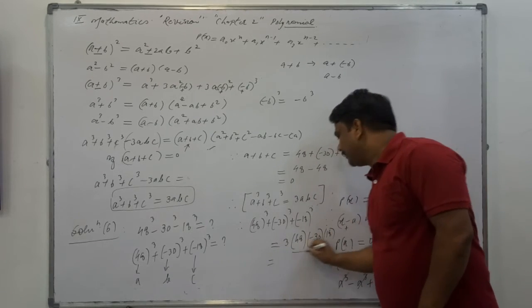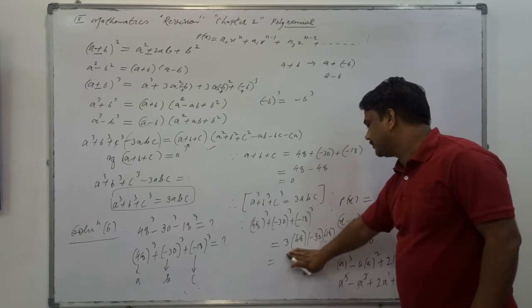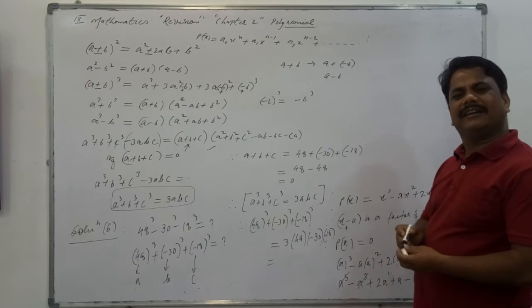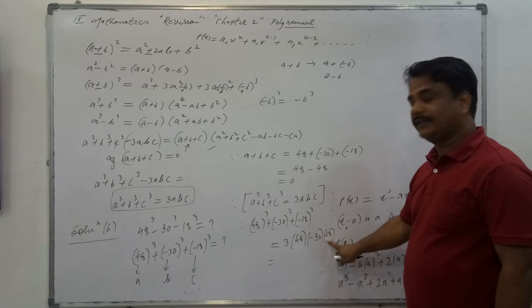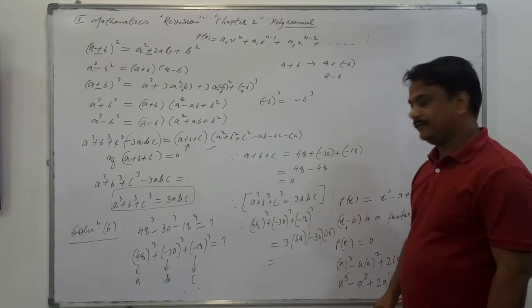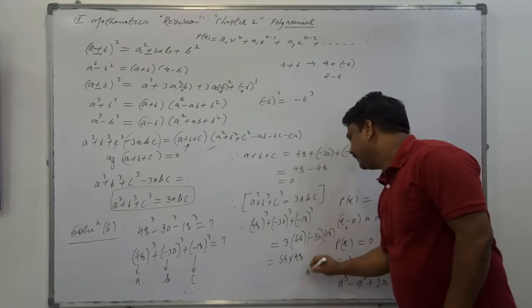Now multiply, minus 30 into minus 18, sorry. Minus minus is plus. As a multiplication, they come here. Now multiply this. What do you multiply here? 3 times 18 is 54. 18 3s are 54. So it's 54 into 48.